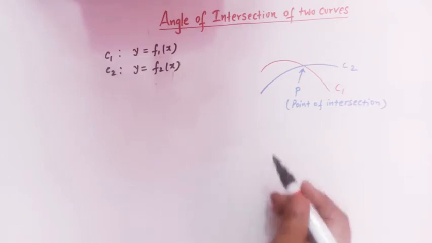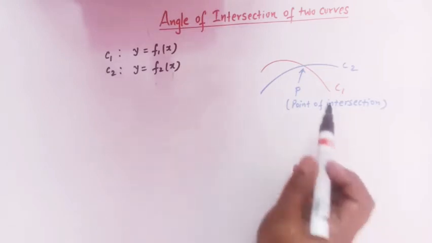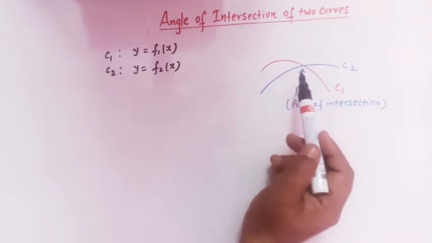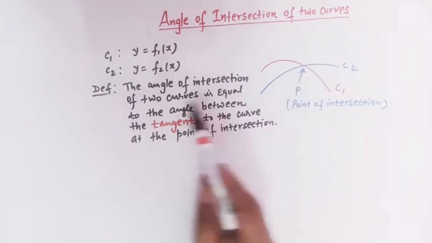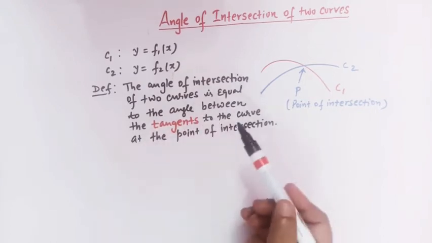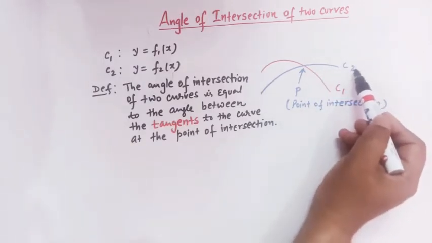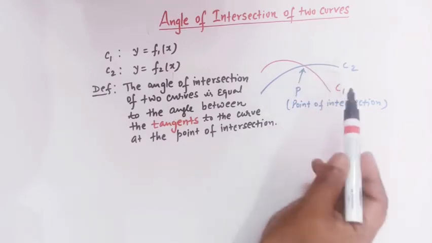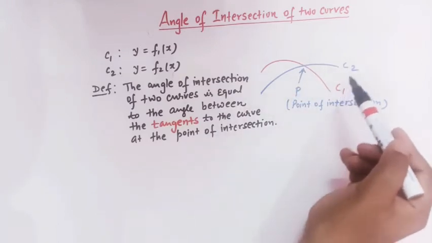So the angle between these two curves is defined as the angle between the tangents to these two curves at the point of intersection. Now the definition of the angle of intersection of two curves is the angle of intersection of two curves is equal to the angle between the tangents to the curve at the point of intersection. So here the curve C1 and C2 intersect at this point P. So let us draw the tangents at this point P to the curves C1 and C2.